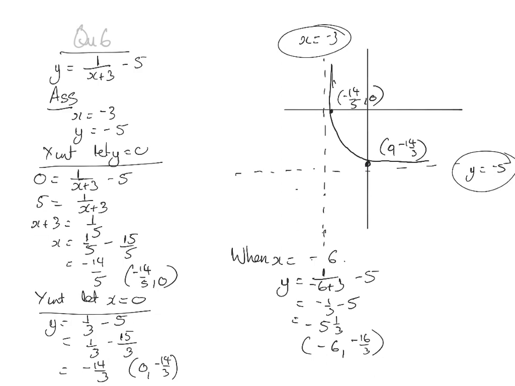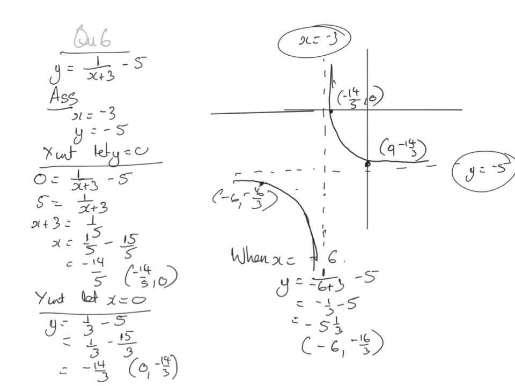So we know it's over here somewhere. So there's my point, and again, I'm trying to draw it so that it's moving very close to my asymptote but not crossing. So that point there was minus 6 and minus 16 on 3.